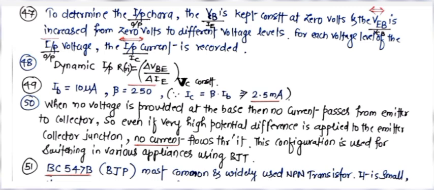Dynamic input resistance, that is Ri, is the ratio of small change in base emitter voltage to small change in emitter current, with the collector voltage kept constant. Here IC is equal to beta times IB.